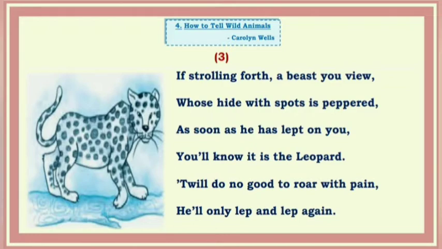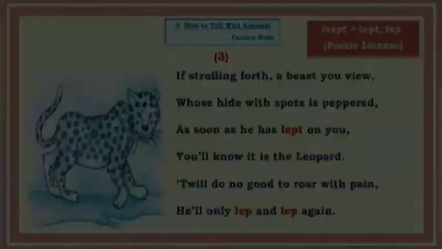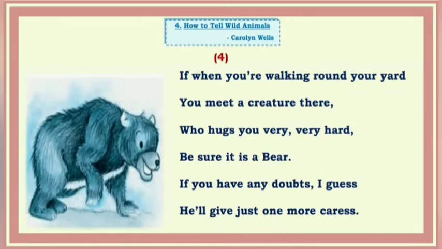बच्चों, इस स्टैंजा में पोएट ने इंग्लिश वर्ब लीप्ट की जगह जानबूझकर लेफ्ट और लैप का इस्तेमाल किया है ताकि इस स्टैंजा की राइम स्कीम सेट हो सके. कई बार राइटर्स और पोएट्स इस तरह इंग्लिश वर्ड्स की करेक्ट स्पेलिंग्स को अपने हिसाब से चेंज करते रहते हैं, जिसे इंग्लिश में पोएटिक लाइसेंस कहते हैं. Right? Now, in the fourth stanza, the poet describes another beast, that is a bear.